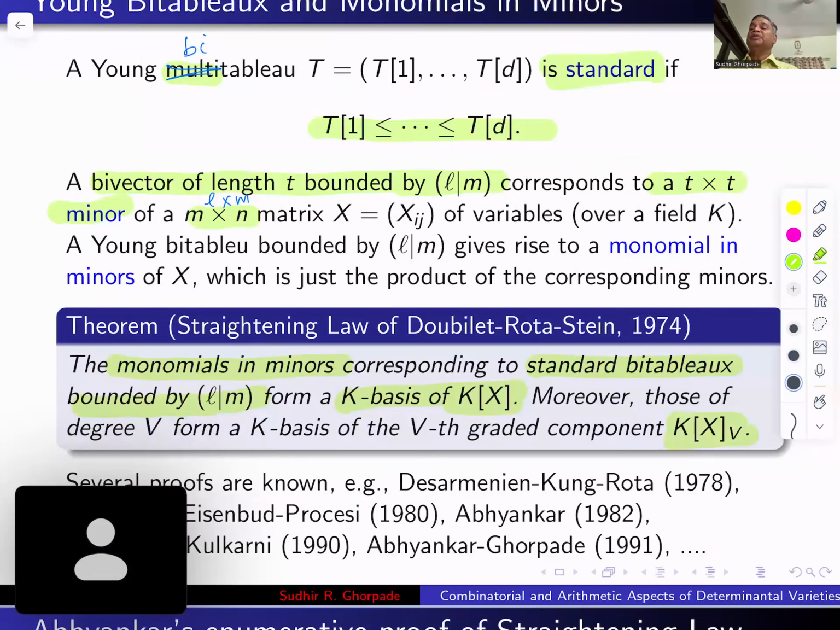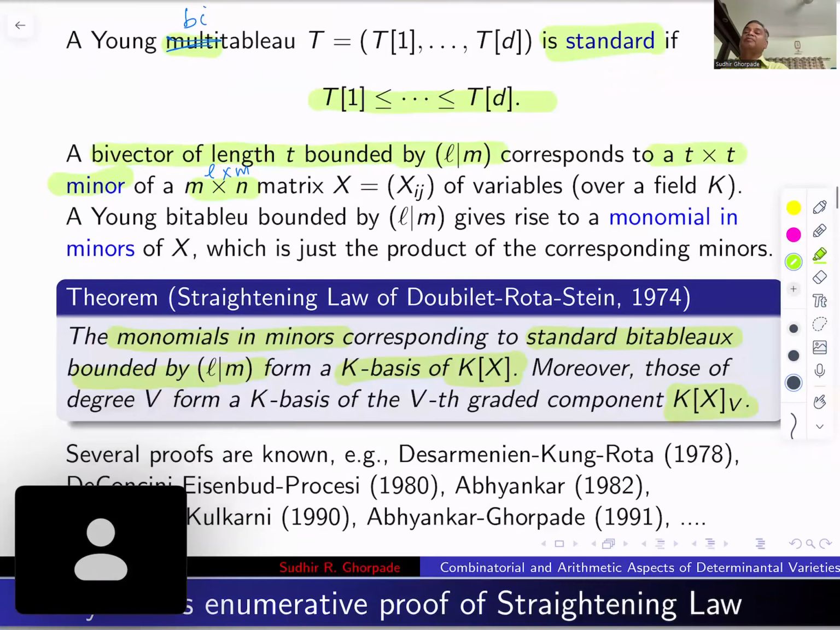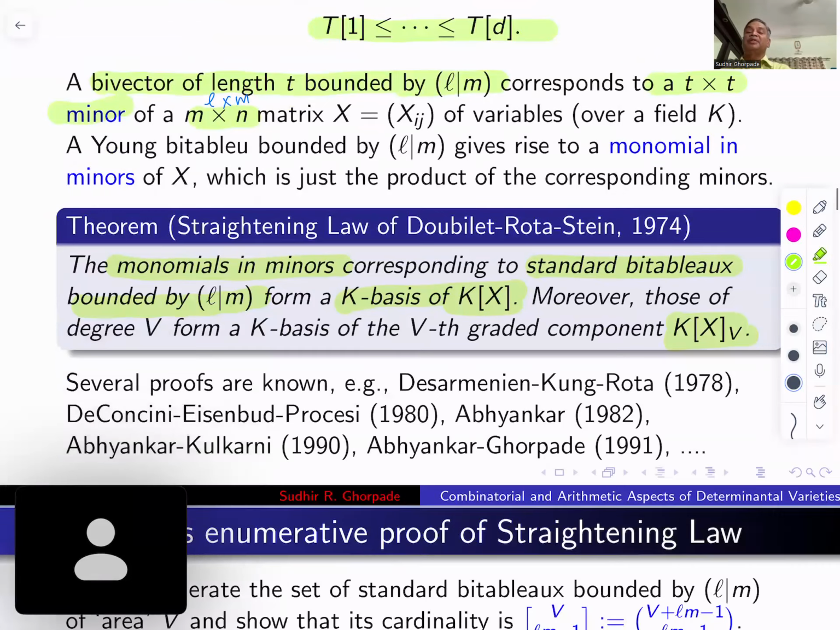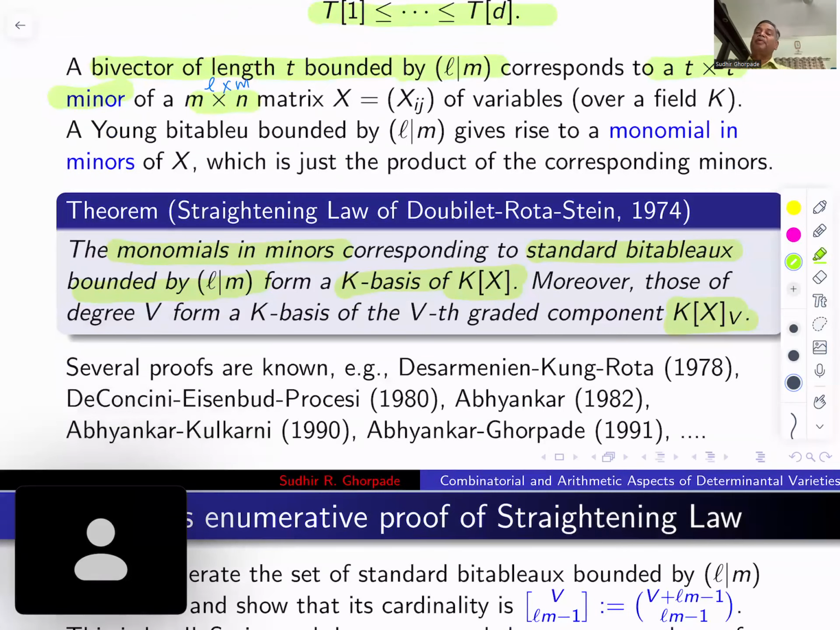So this is a result which is often called the straightening law. It was proved by Désarménien, Rota, and Stein first in 1974, and many proofs are known. For example, Rota himself, together with Sarmanian and Kung, gave a proof in the late 70s. I mentioned already the paper of De Concini, Eisenbud, Procesi. Abhyankar gave what I call an enumerative proof, and there are other proofs by Abhyankar and his former student Kulkarni. Abhyankar and I also gave a proof which is somewhat different.